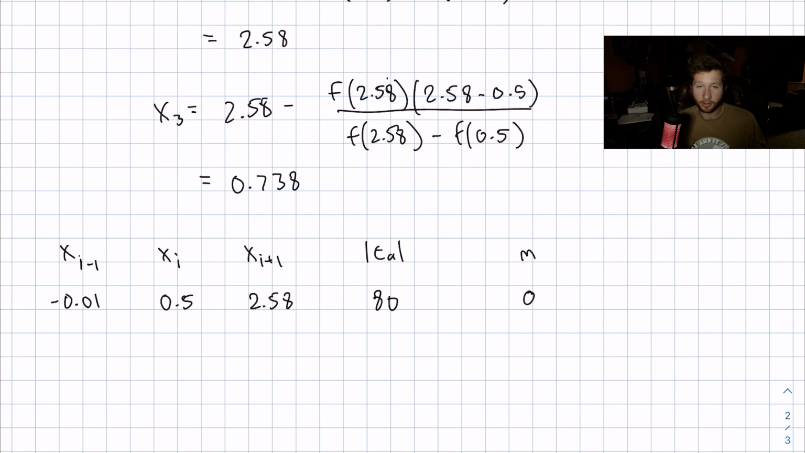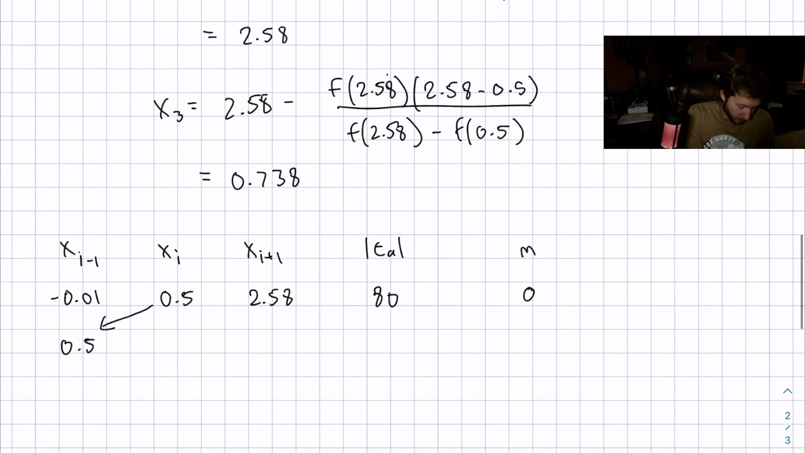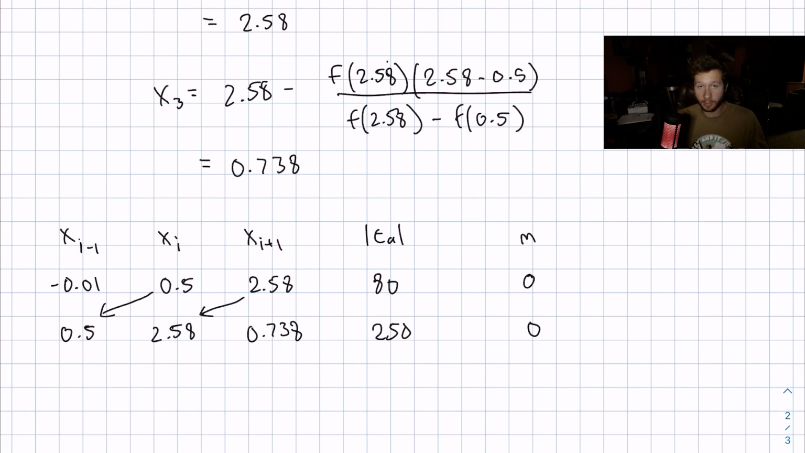So this is why it's good to set this up in a table like this. You can follow a pattern. x of i will become x of i minus 1, so you can bring that down here. And then x of i plus 1 will become x of i, so bring that down for the next iteration. Then you plug and chug through again, which we did, and we found 0.38. Then we do the error, which ends up being 250%, so awful, terrible, we don't want that. So I'm going to go ahead and finish up this table.